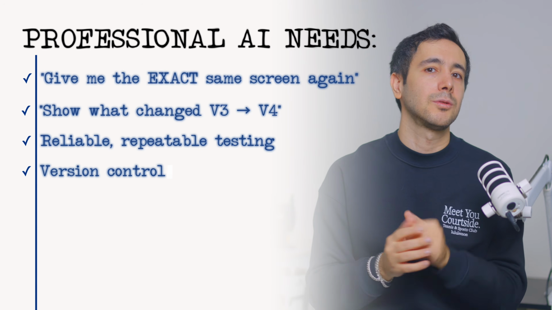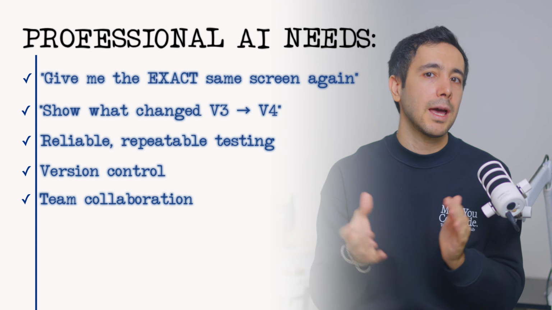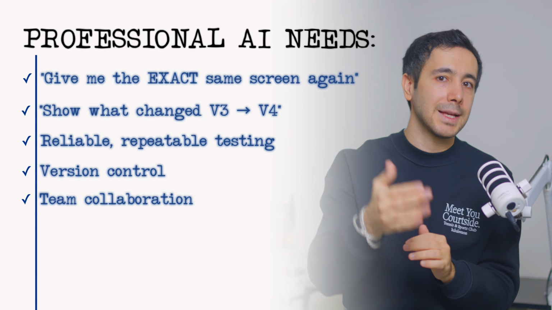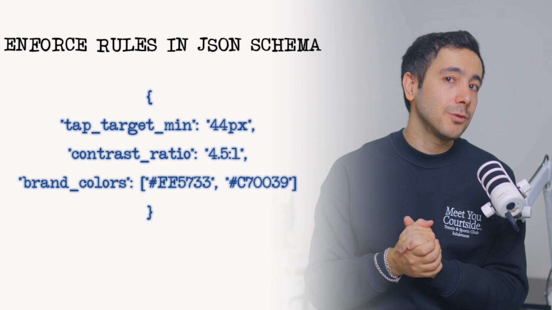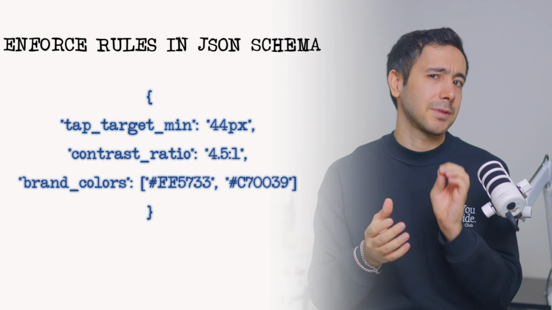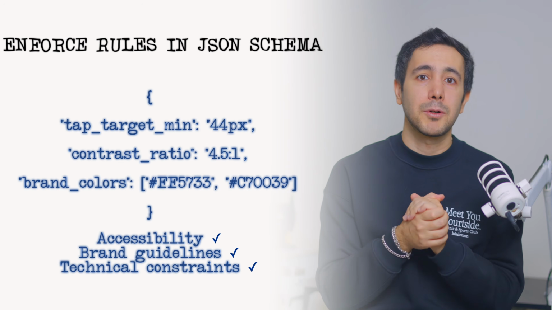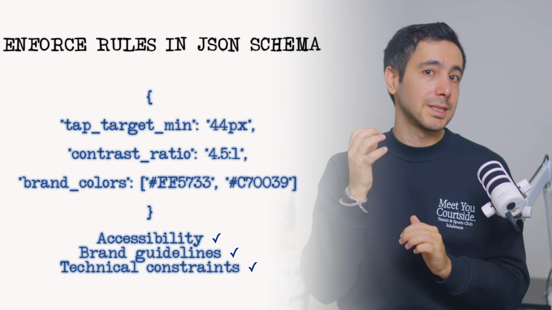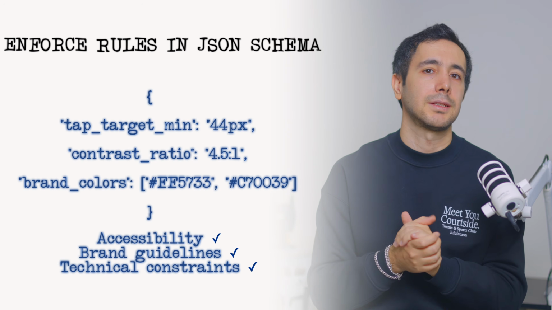You can version control the JSON. You can say, we added these parameters in the schema, look what happens. You can compare the last run to this run and see exactly what's different. You can even enforce rules like don't make any tap target in this UI smaller than 44 pixels. That becomes part of your JSON schema. You can encode accessibility requirements, brand guidelines, technical constraints, all of it.